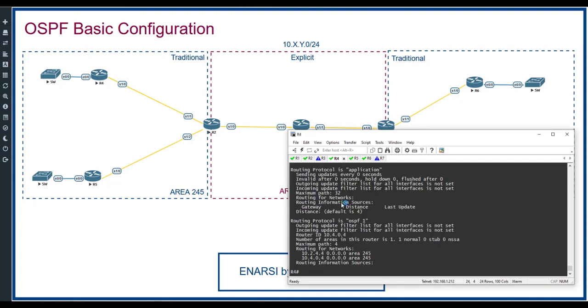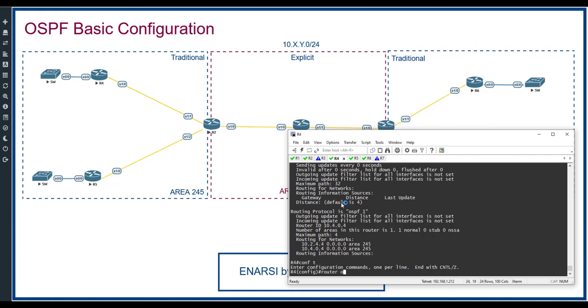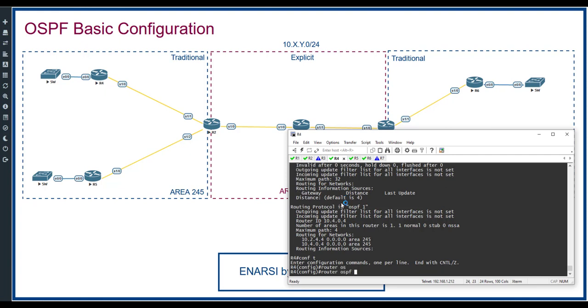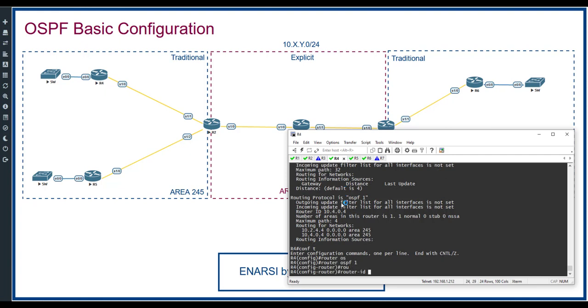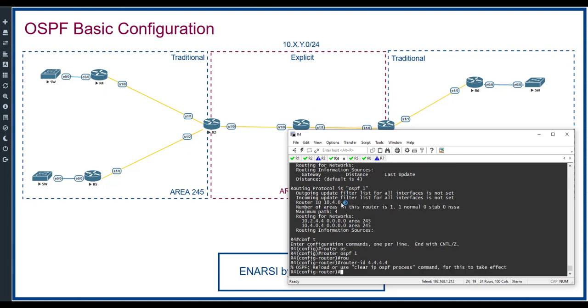Let me configure the router ID of router 4. Conf t, router OSPF 1. Look at here. I'm going to configure the router ID, for example, quad 4. As you can see, we are receiving one message: the router ID doesn't change. Why? Because we have neighborship with router 2. If you want to change the router ID, you should reload the router or use the clear IP OSPF process command to change the router ID.